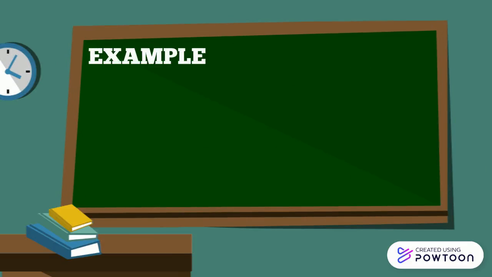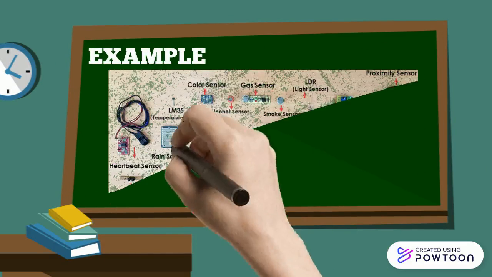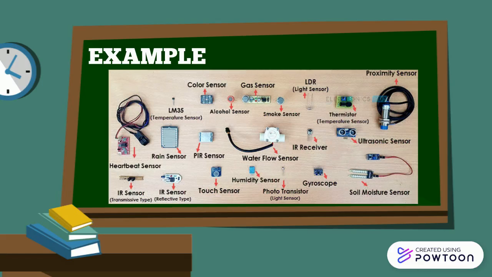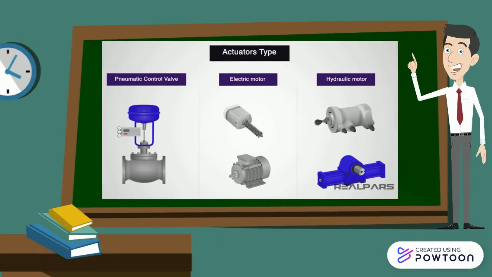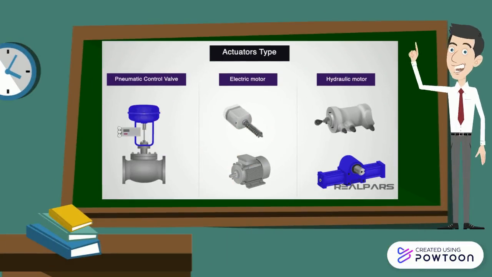These are examples of sensors which contribute to automation, which I've listed here: color sensors, gas sensors, PIR sensors, drain sensors, and so on. The actuator is also a major part in automation, where actuators are divided into three. The first is the pneumatic control valve, the second is the electric control valve, and the third is the hydraulic motor, where we can see the parts of an actuator here.